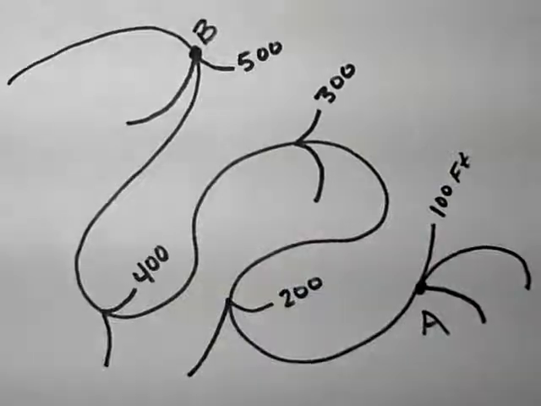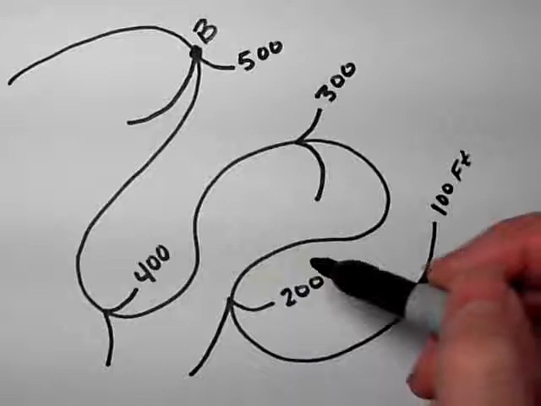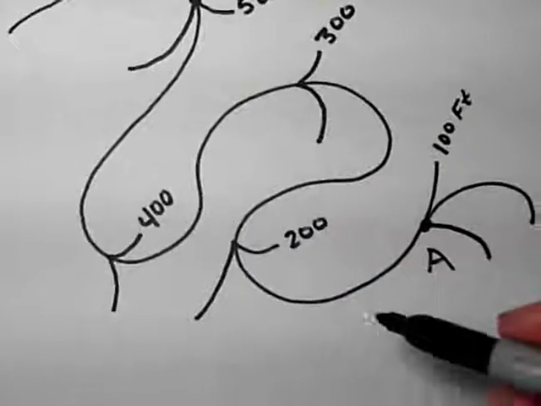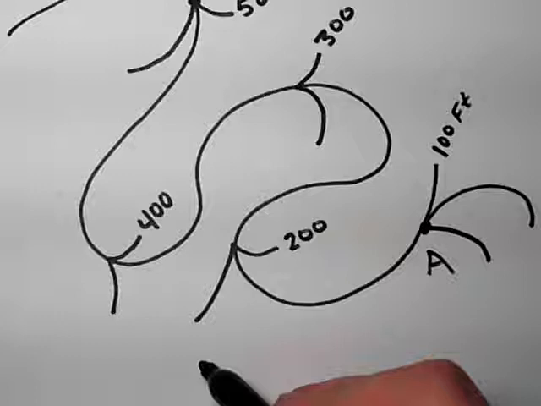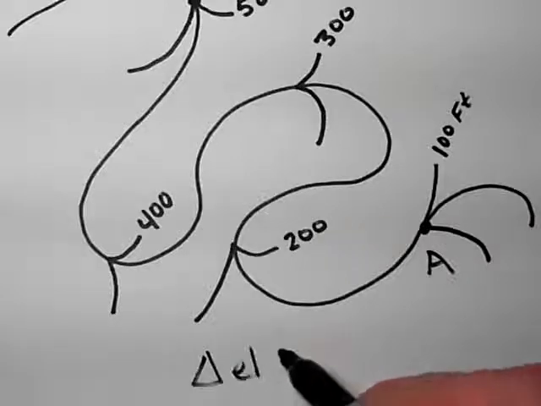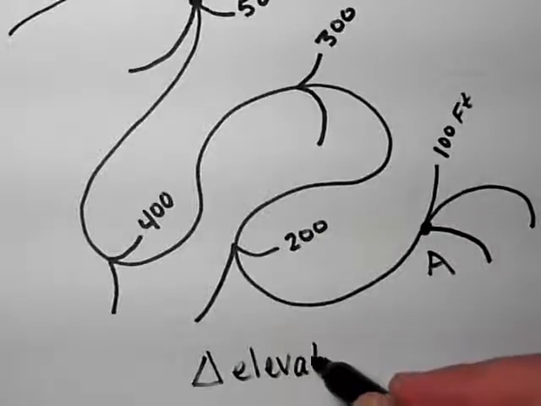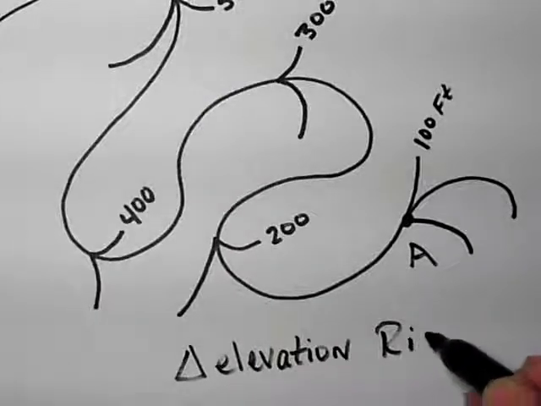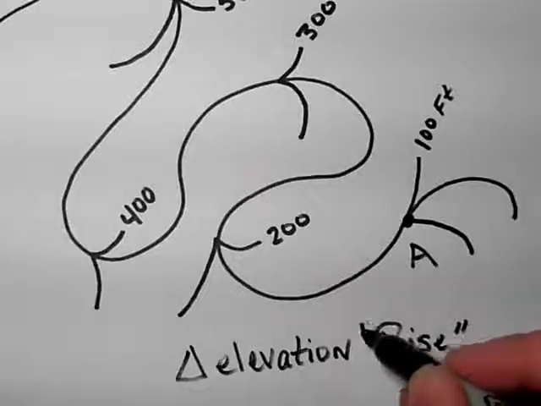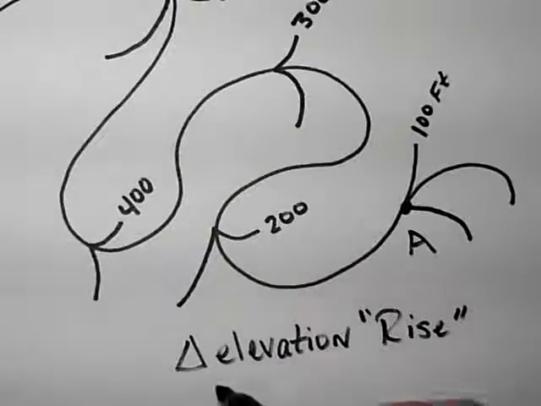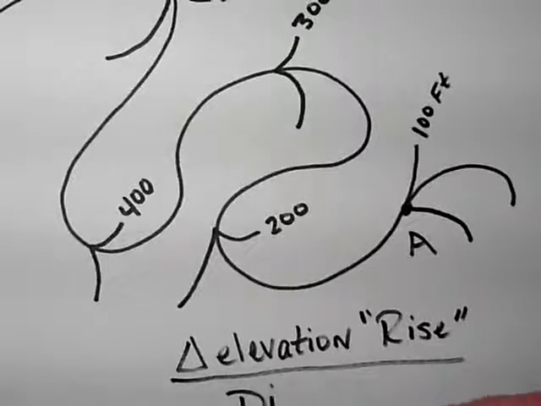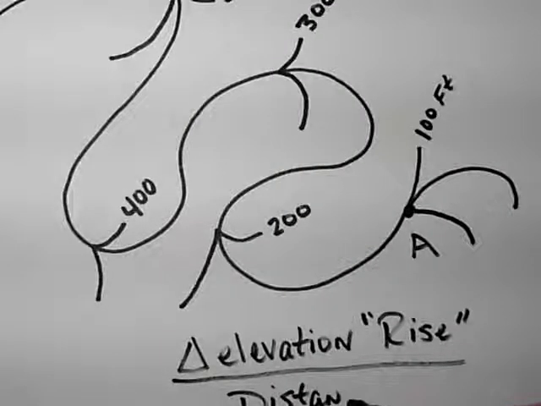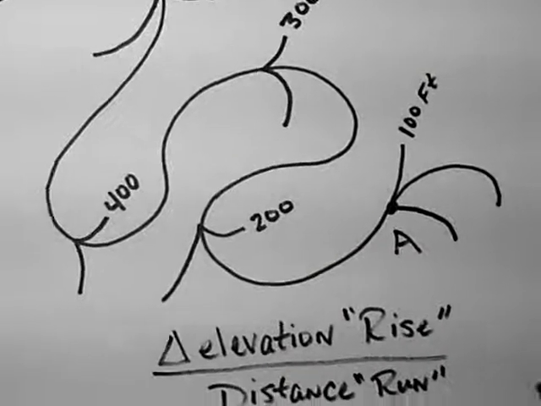The first thing we're going to do is look at the change in elevation between the two points. That's what we call the rise, or the change in elevation. This is basically a slope calculation, rise over run. Then this will be the distance, and that's known as the run. And that's what stream gradient is.